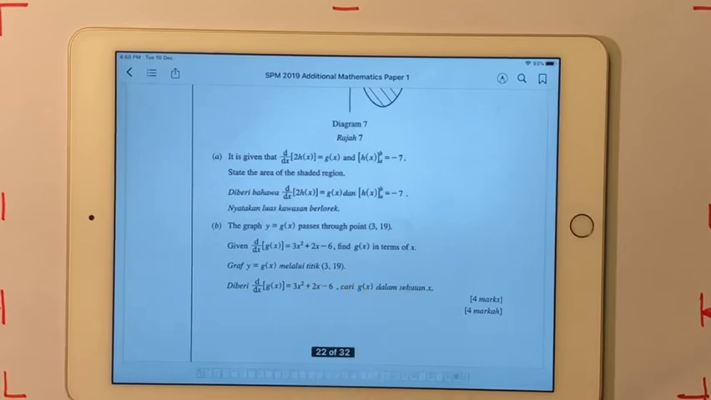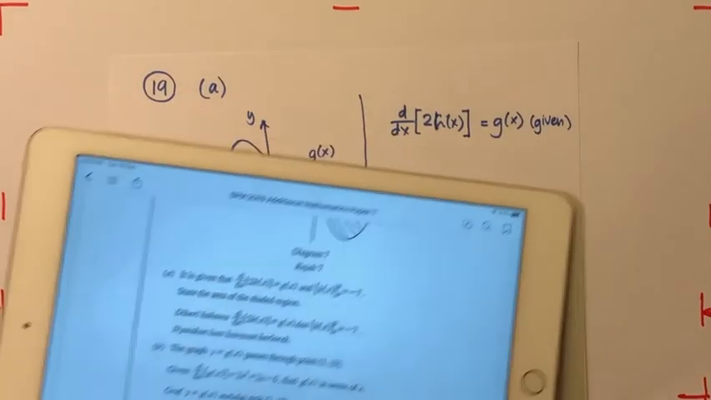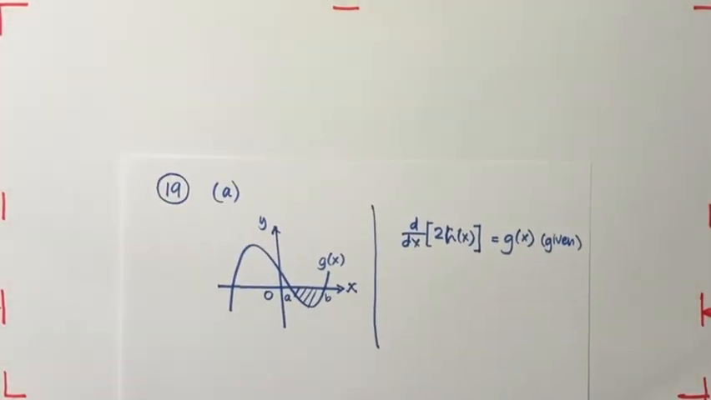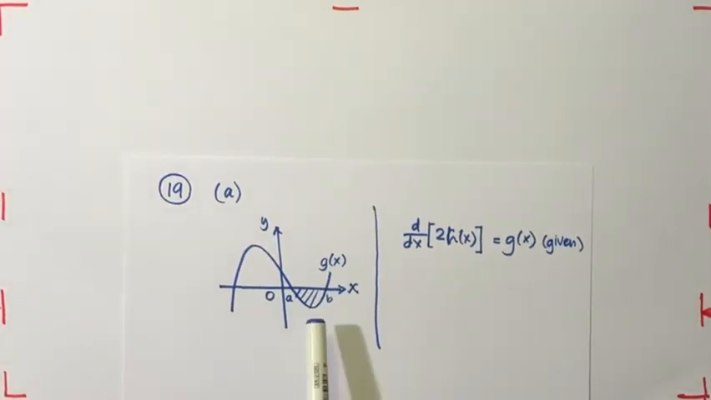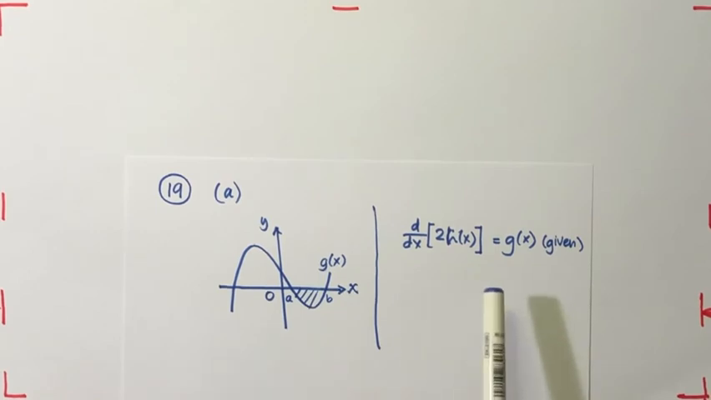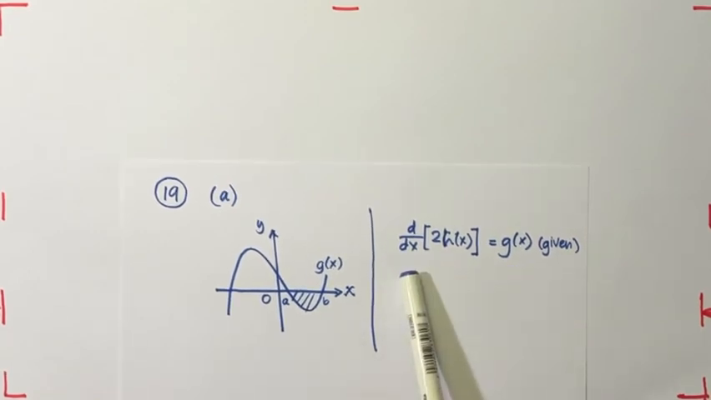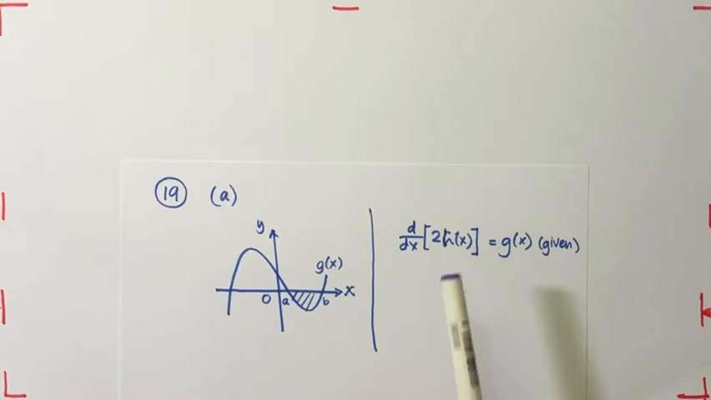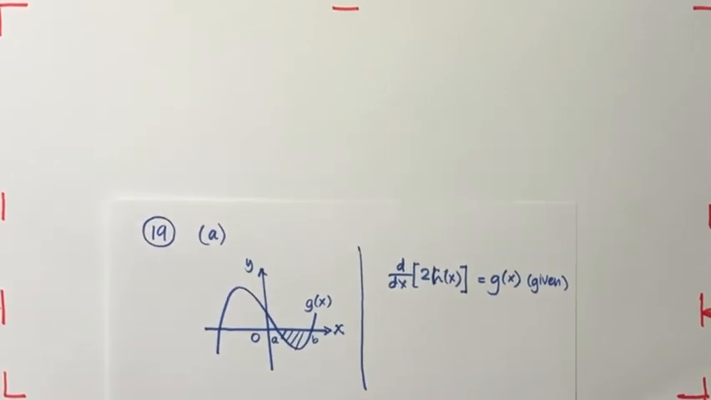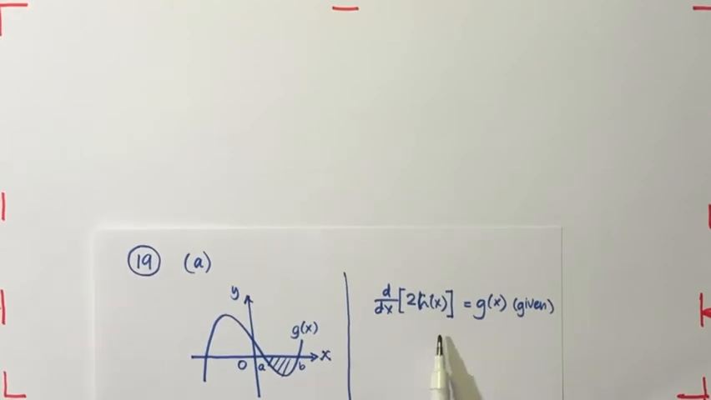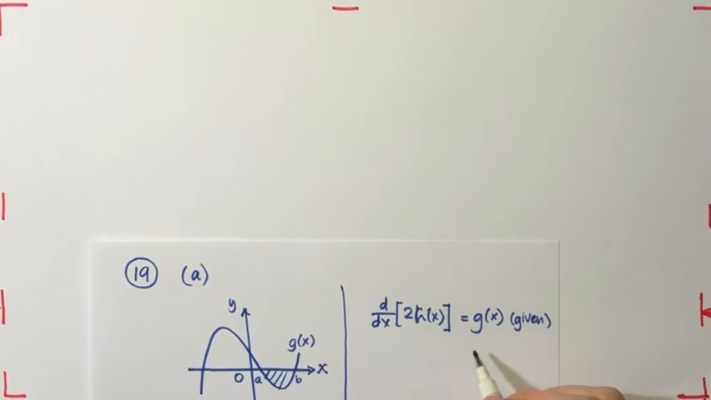Right. So let's do the first part. We are given this graph. We're supposed to find the area. And we're also given some information where g(x) is the derivative of 2h(x). So the first thing you want to do is to transform the given information by integrating this. So integrate g(x) from a to b.